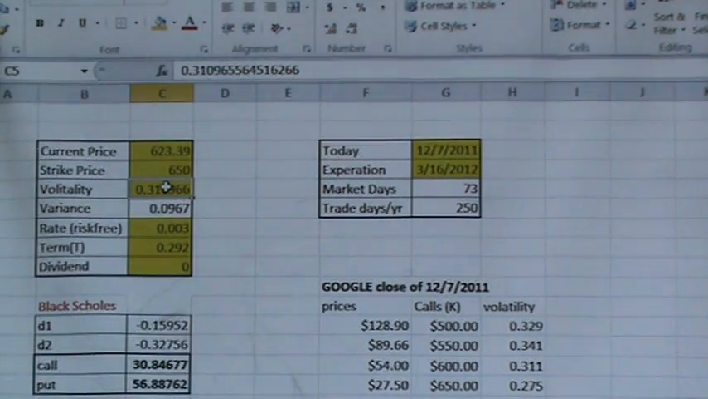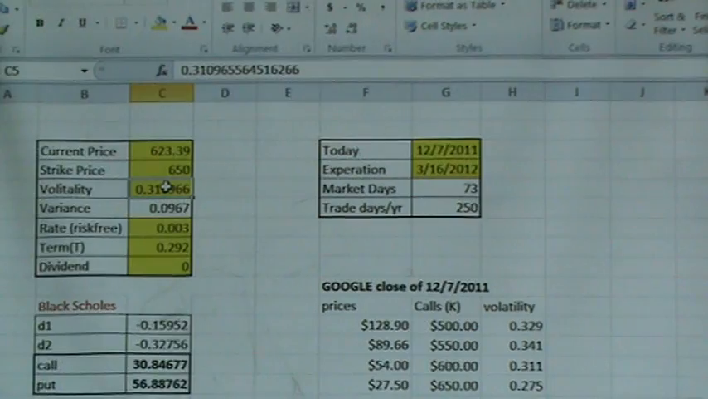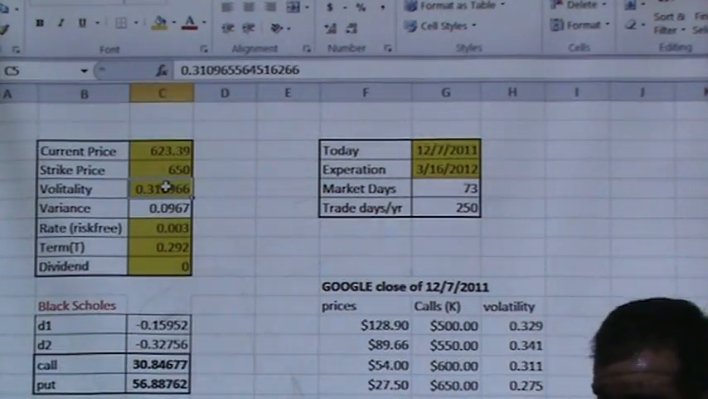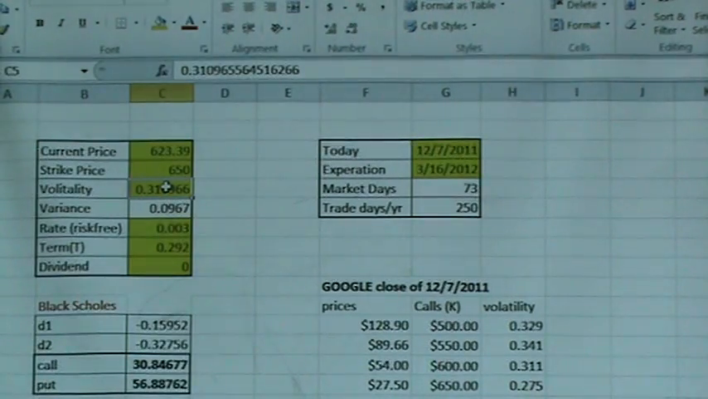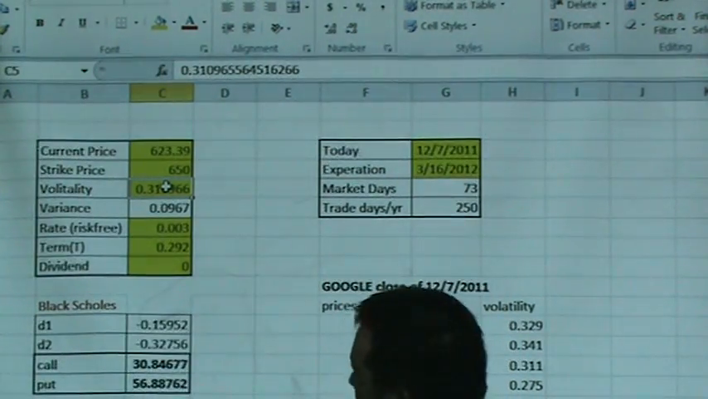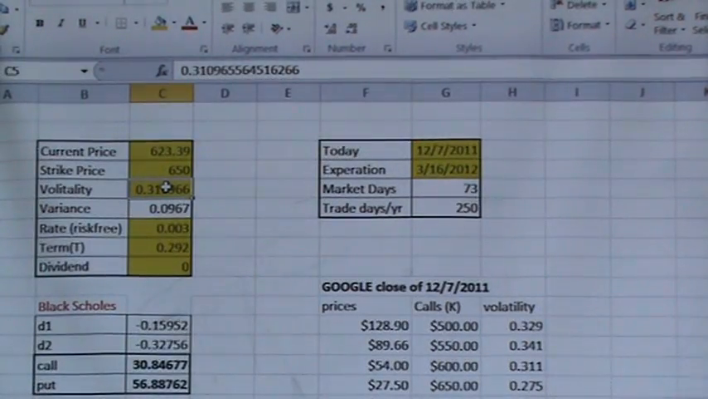But so, does that make sense? The interest rates we know, the US government posts them. It tells you if you buy bonds today, you will get this yield. So you know that's going to be the rate. You know the time until it expires. Of course, today is December 7th and it expires on March 16th. You know exactly how much time until it expires. You know the current price, because the stock market publishes it every day when the market closes, and you know the strike price. The only thing we don't know is the volatility.